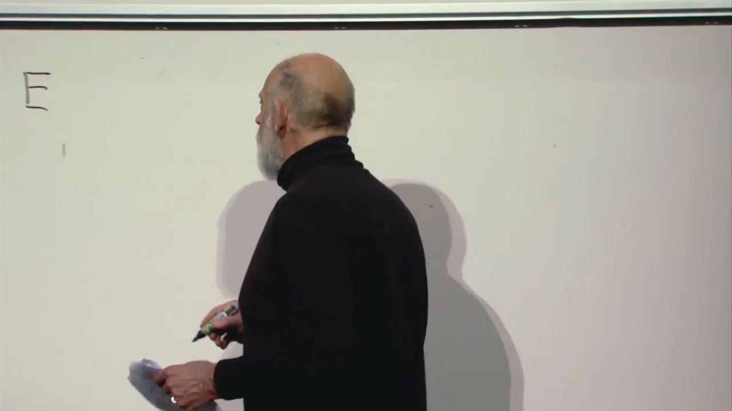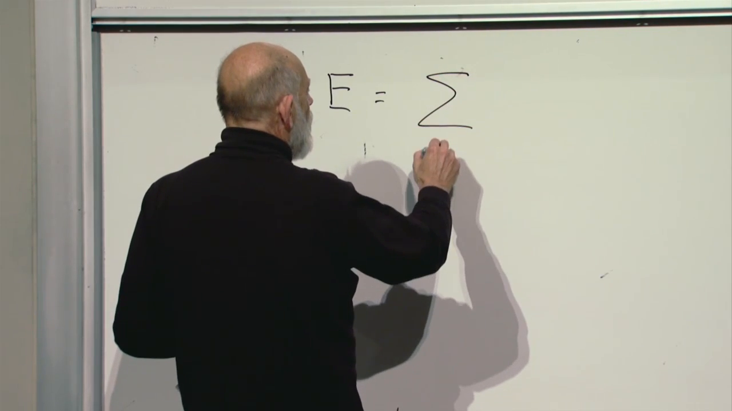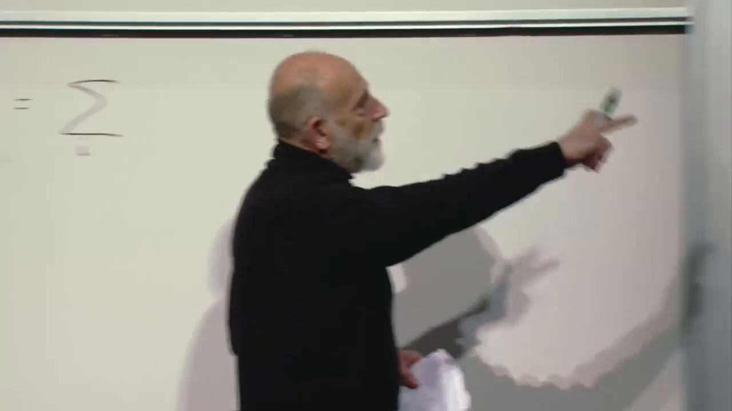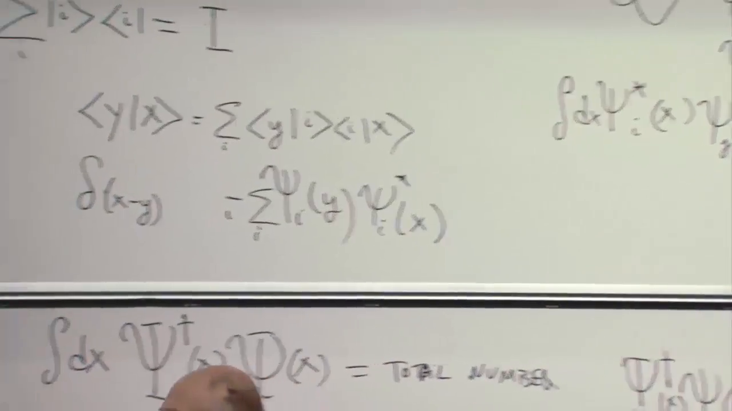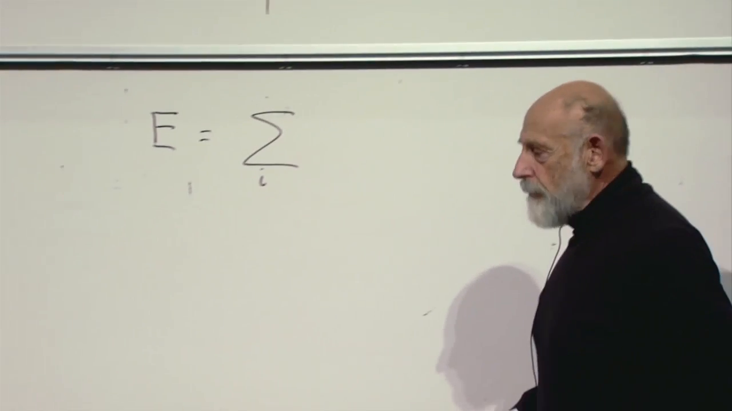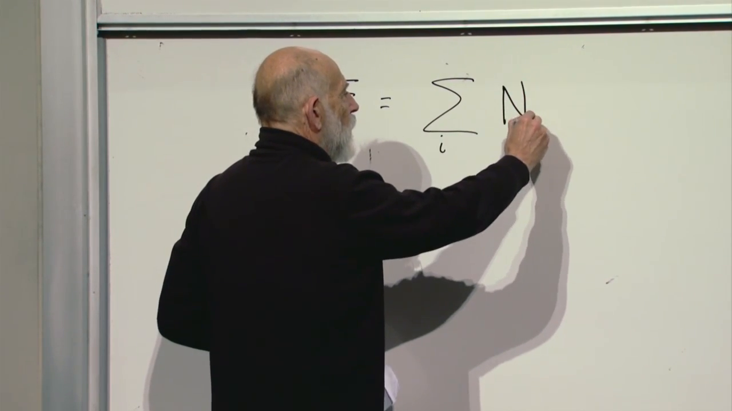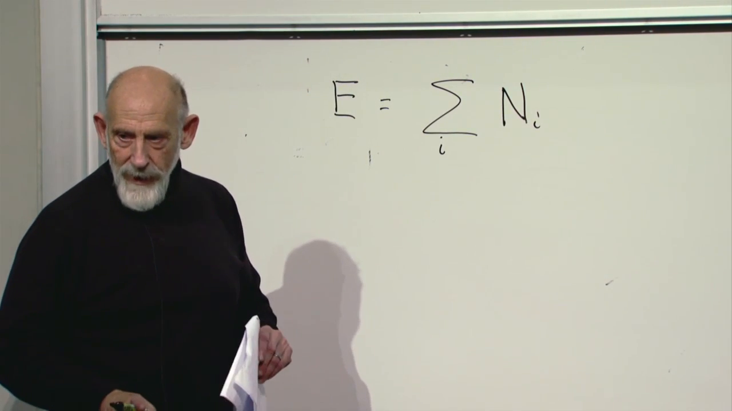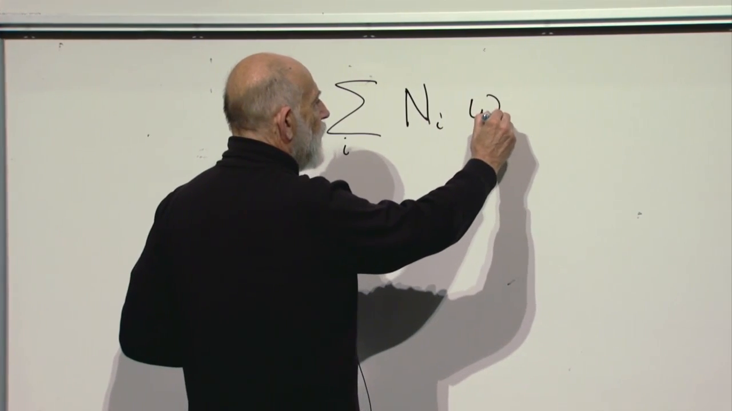Free particles, particles that don't interact with each other. Then what is the energy? The energy is the sum over all modes. A mode means one of these single particle states. It's the terminology: mode means a single particle state. Sum over i of the number of particles in that state times the energy associated with that state. We called it last time omega i.